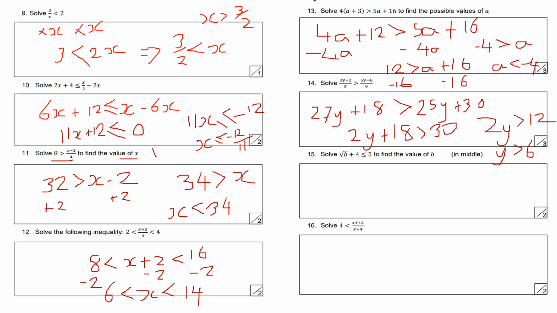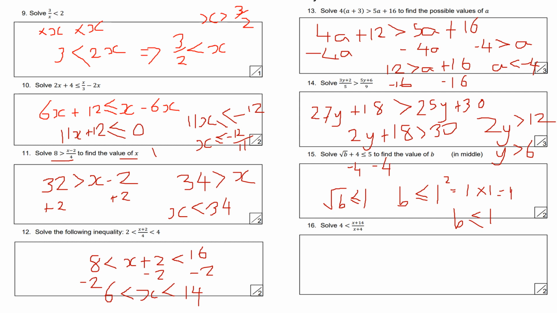Okay, this next one, solve this inequality here to find the value of b. So I'm going to subtract 4 on both sides first of all. Okay, so I have the square root of b is less than or equal to 1. I'm then going to square both sides, so I get b is less than or equal to 1 squared, which is equal to 1. Okay, 1 squared means 1 times 1, which is just 1. So b is less than or equal to 1, guys.